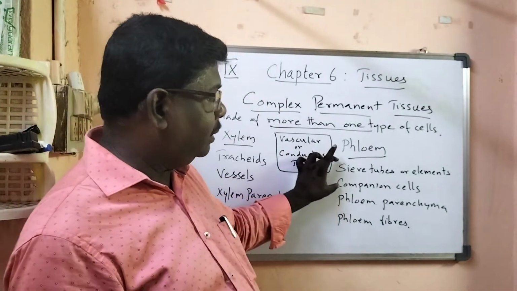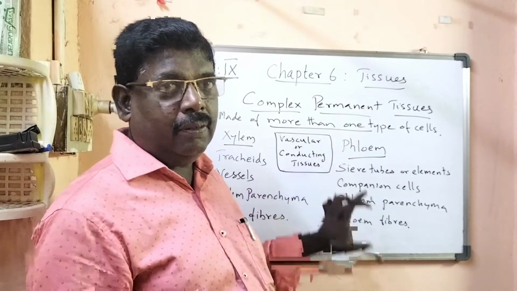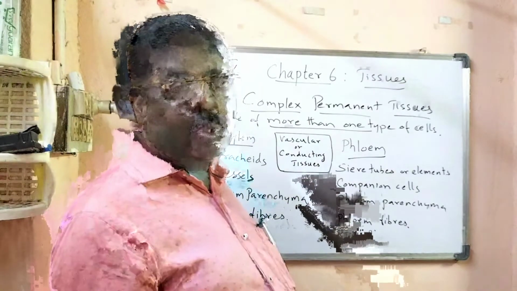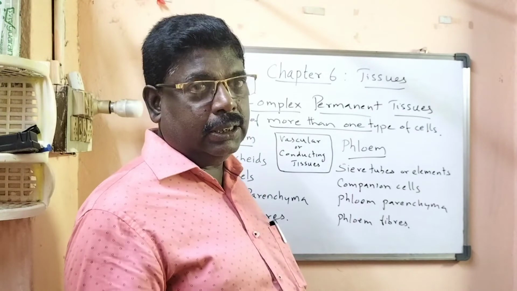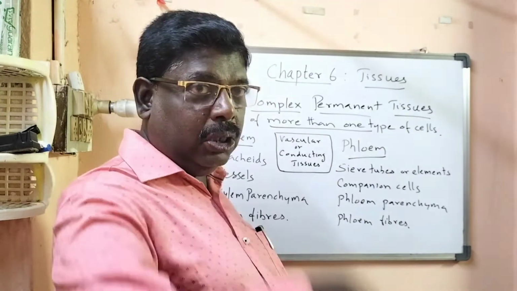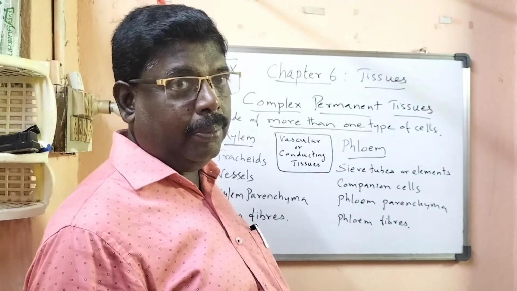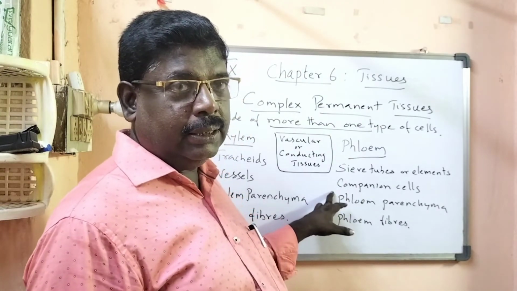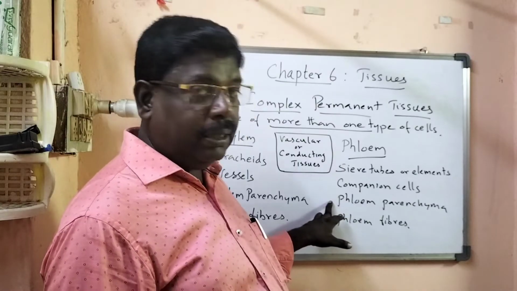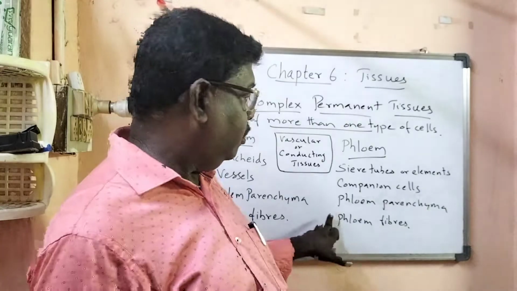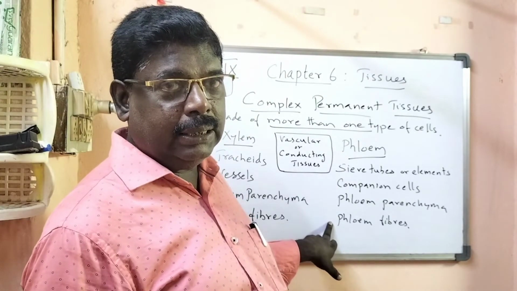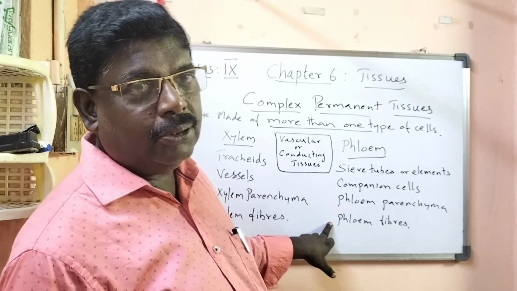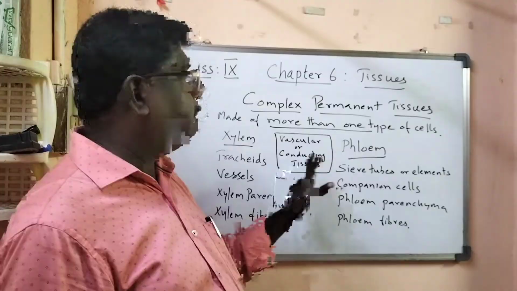Here also the same. This will conduct food materials. The food is prepared in the leaf. You all know that leaf undergoes photosynthesis. So that food material is brought down from the leaf to the bottom portion of the plant. That is done by sieve tubes and companion cells, conduction of food. Similarly, phloem parenchyma stores food and phloem fibers will provide the necessary support. Okay, so this is about the complex permanent tissues.